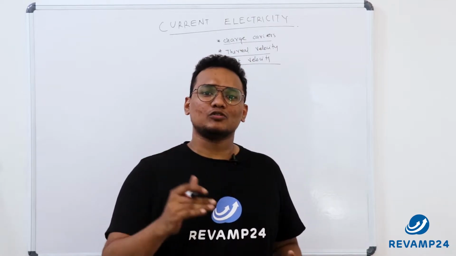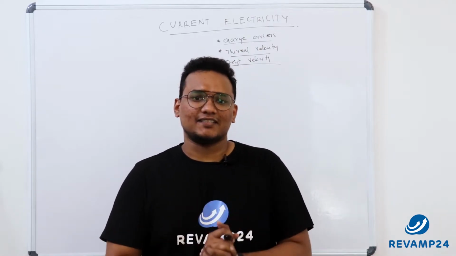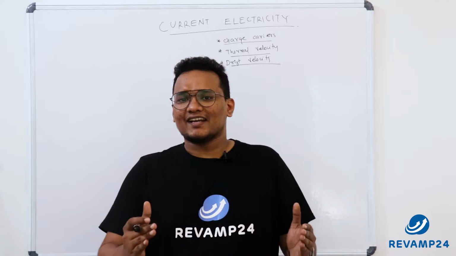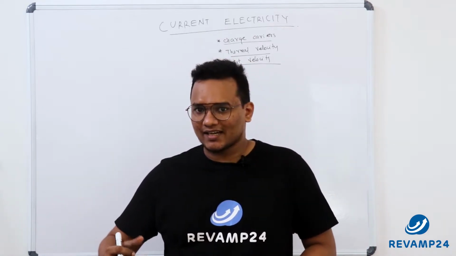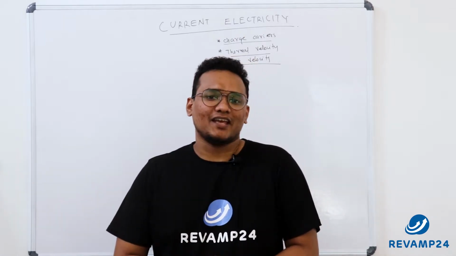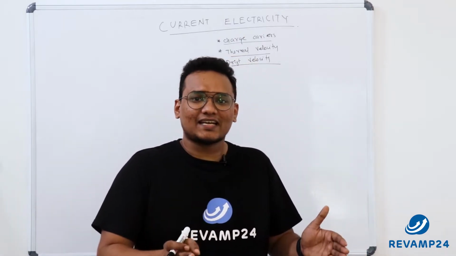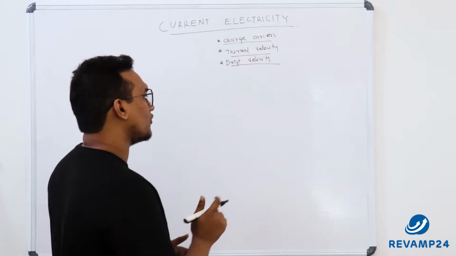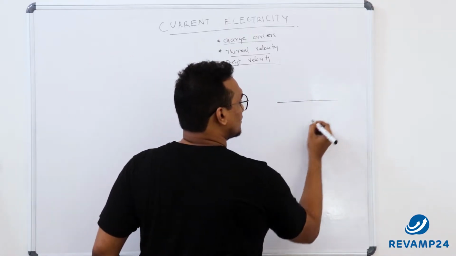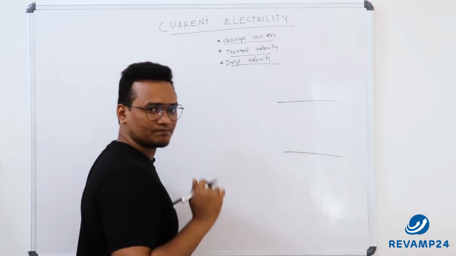Today we will start a new chapter, which is current electricity. Now what is current? Current is nothing but movement of particles. So in the case of water current, it is movement of water particles. In the case of electric current, that is movement of charges. Now I will take the example of water current, that is nothing but, for example, a river.